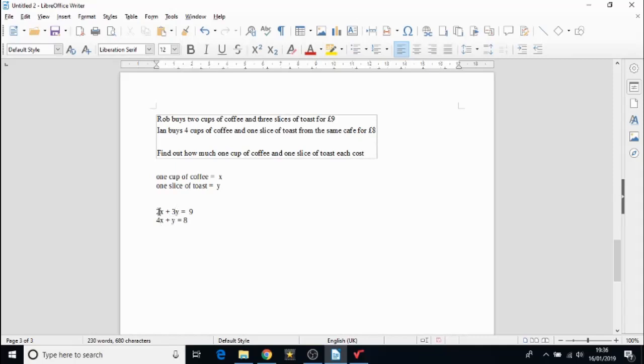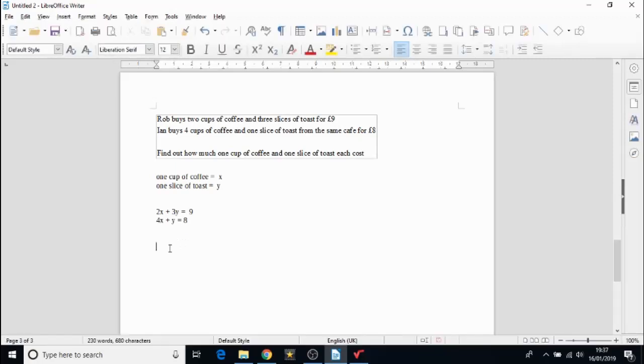So you can transform the 2x into 4x by multiplying that whole equation by 2. But you can also transform this 1y into 3y by multiplying this whole equation by 3. So you can pick either way, whatever route you decide to go down, you should be able to still get the same values for x and y, and it should be able to satisfy both equations.